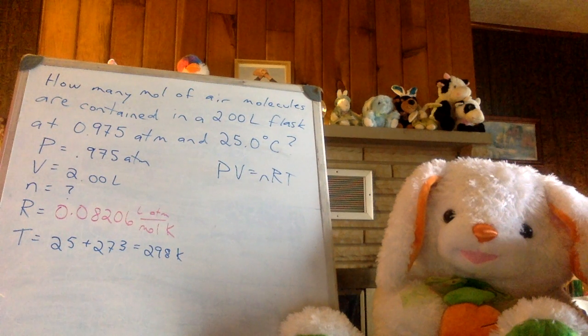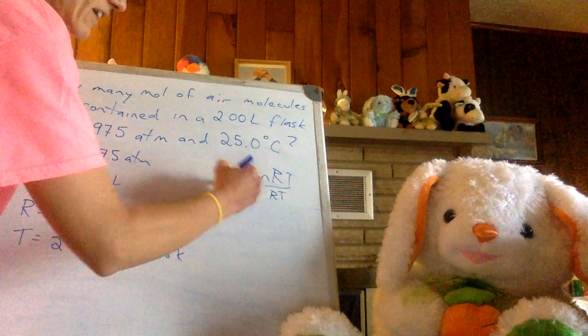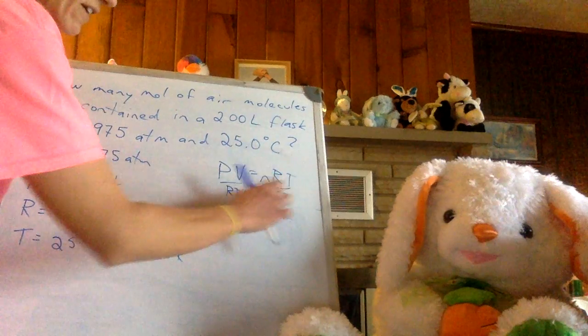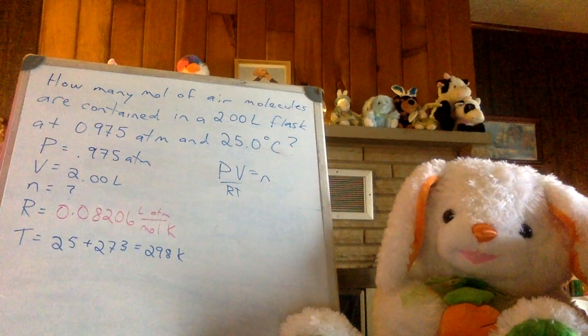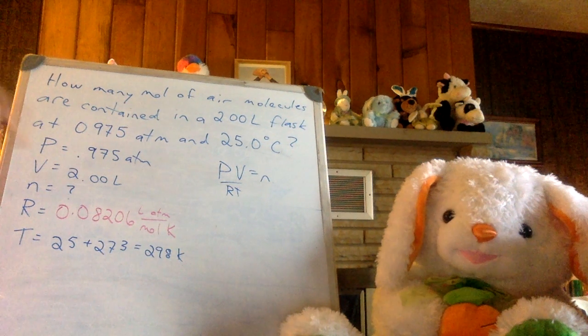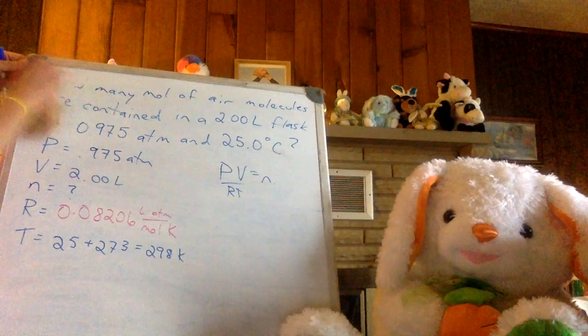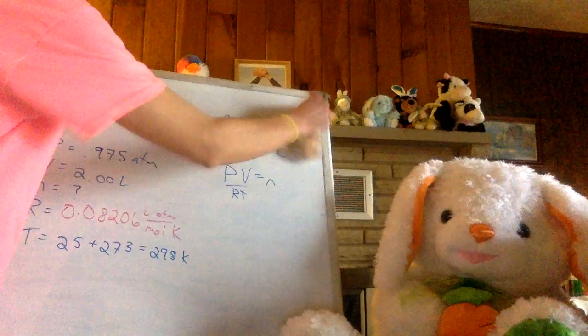I want to get N by itself, and you don't have to rearrange ahead of time, but if you do, if I divide both sides by RT, then N equals PV over RT. Since we've got this written down, I'm going to take down the question and show you my work up there.